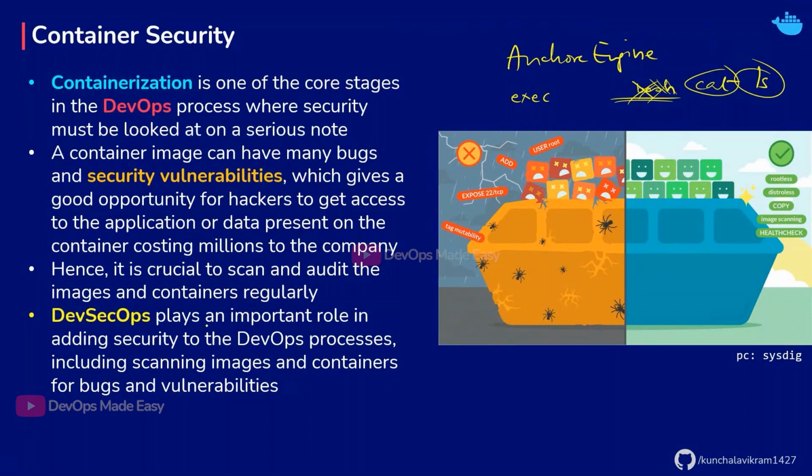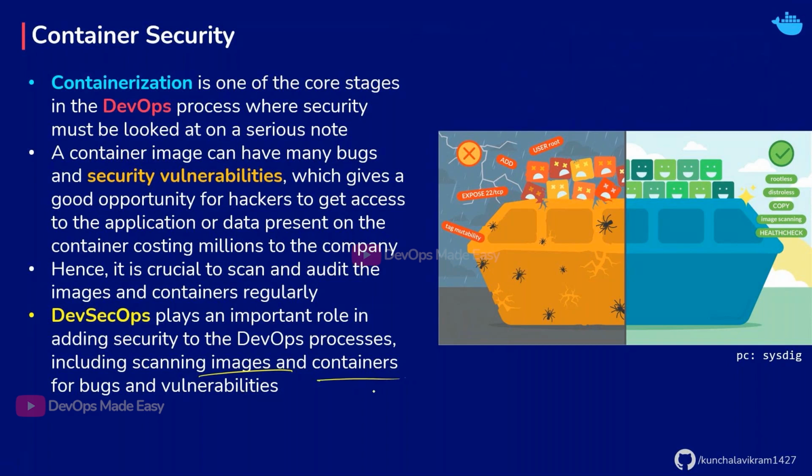Inside the DevOps process, generally we don't do it, but if you include security inside your DevOps flow, that becomes DevSecOps, right? So DevSecOps plays an important role in adding the security part to your whole DevOps process, like scanning your container images. You can scan the images as well as the running containers. It is both: this is static scanning, and dynamic scanning is where you scan the containers which are running, but here you are scanning the images which are not running as containers.